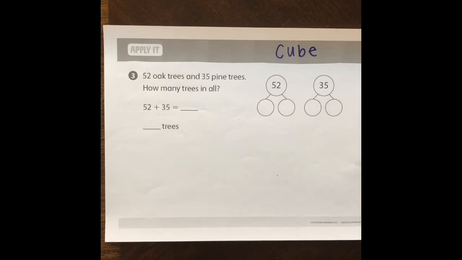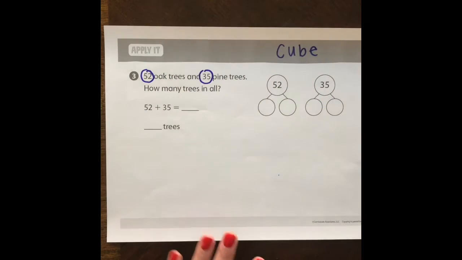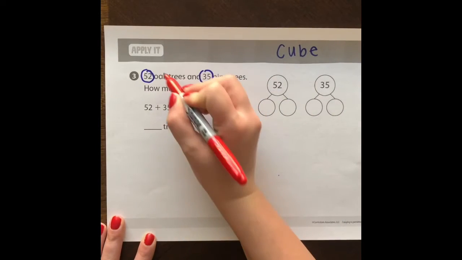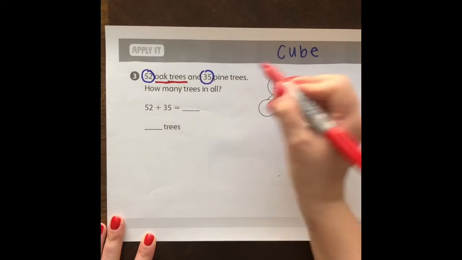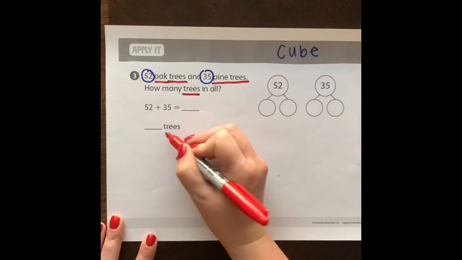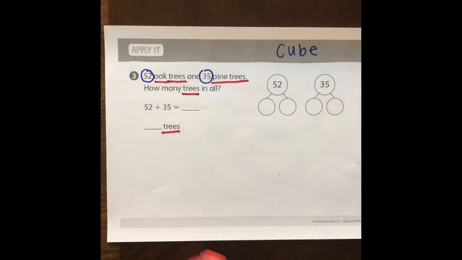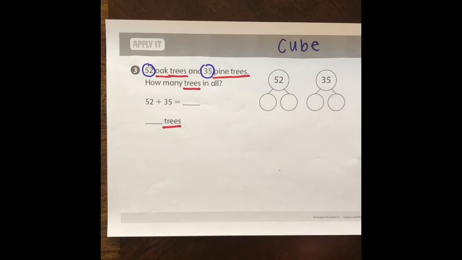So, you know that we start by circling our important numbers, 52 and 35. Next, we are going to underline what we are talking about. We are talking about 52 oak trees, and we're talking about 35 pine trees. I do see the word trees here, and I do see the word trees here, so I'm going to underline those as well.